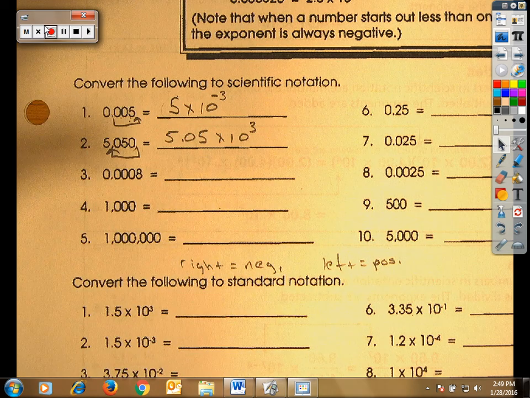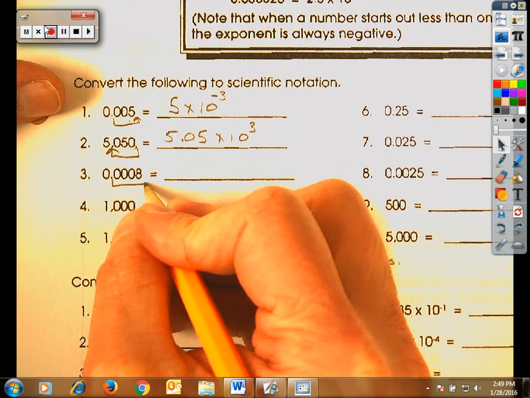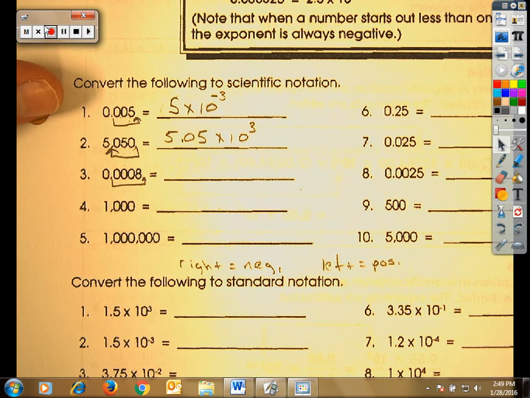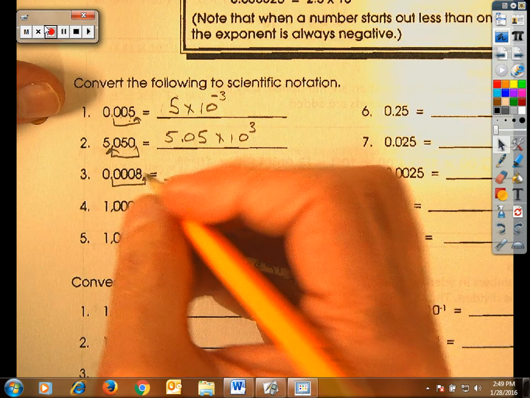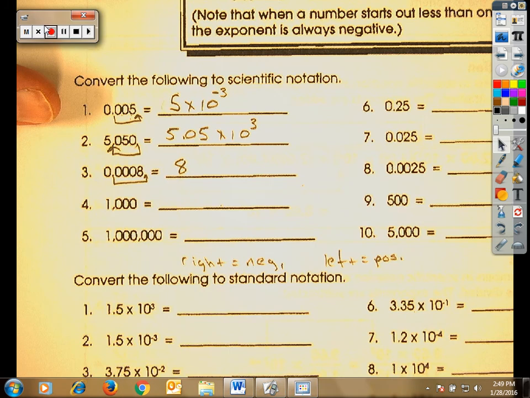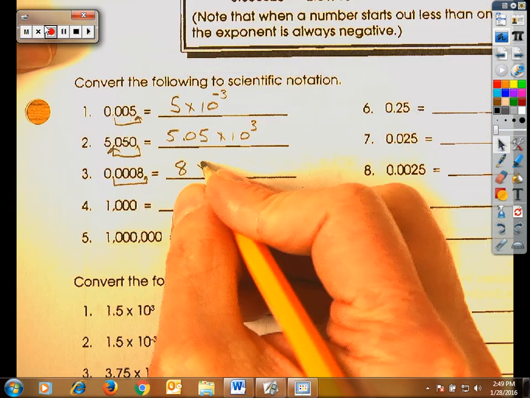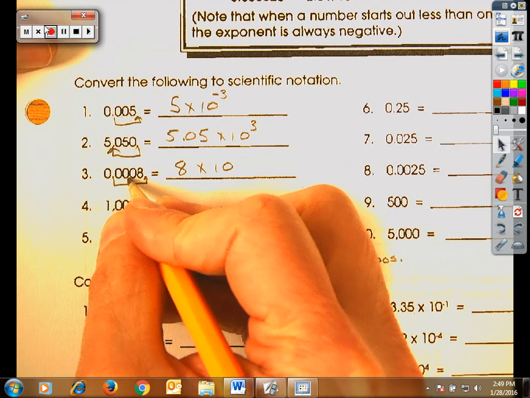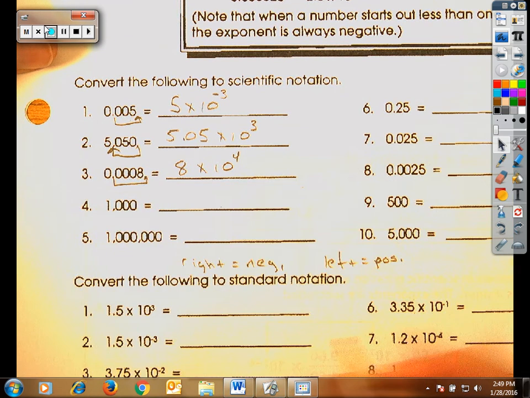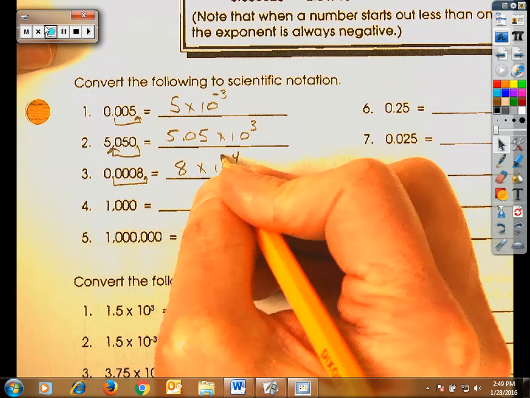Once again, move the decimal point so there's one number in front of it. It's going to go to where the 8 is, right after the 8. One significant figure here. Write down one significant figure in your scientific notation. Times 10 to some power. We moved it 1, 2, 3, 4 places. We went to the right, so it is negative 4.